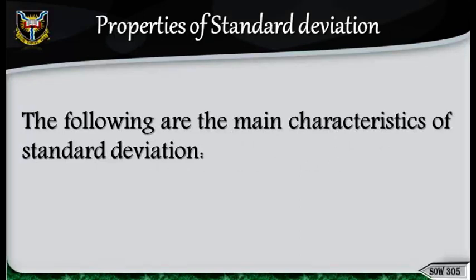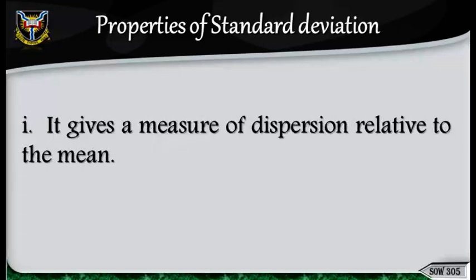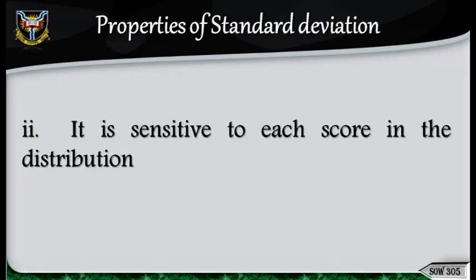Properties of standard deviation. The following are the main characteristics of standard deviation. 1. It gives a measure of dispersion relative to the mean. This differs from the range, which gives an absolute measure of spread between the two most extreme scores. 2. It is sensitive to each score in the distribution. If a score is moved closer to the mean, then the standard deviation will become smaller. Conversely, if a score shifts away from the mean, the standard deviation will increase.